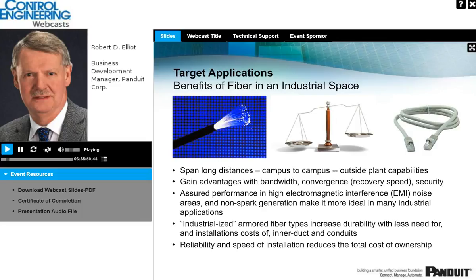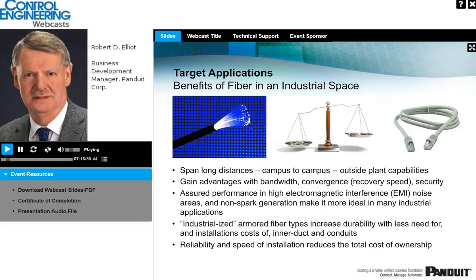Fiber also gives advantages in terms of the overall bandwidth that can be covered. That translates directly to the data rate. It also helps with situations where convergence is required. That's the recovery speed, for example, if a switch should fail. And of course, fiber gives security. It's both security from radiated signals that might arise from a cable, but also its immunity to electromagnetic interference, that is, outside interference.